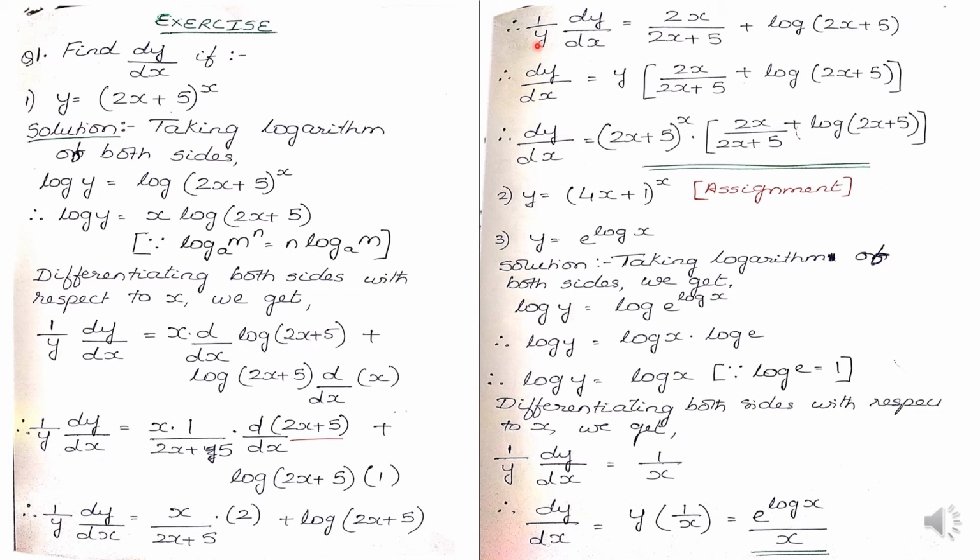Now students, the sum is not yet over actually. We have to find only dy by dx, whereas on the LHS, we have 1 upon y dy by dx. So take y on the RHS. So dy by dx is equal to y into whatever we got over here in the previous step. Then dy by dx is equal to write the value of y from the question. Y was 2x plus 5 raised to x. So write that value in the question and the answer that you got for the derivative. And thus that becomes your final answer over here.